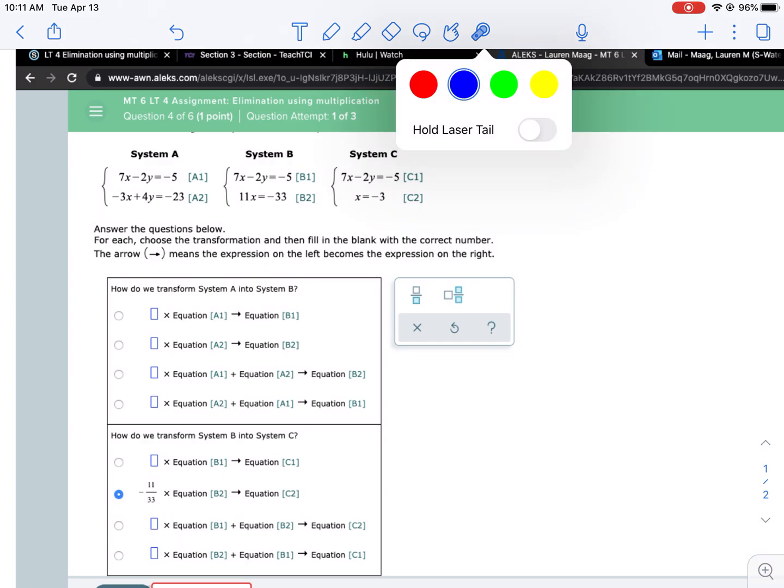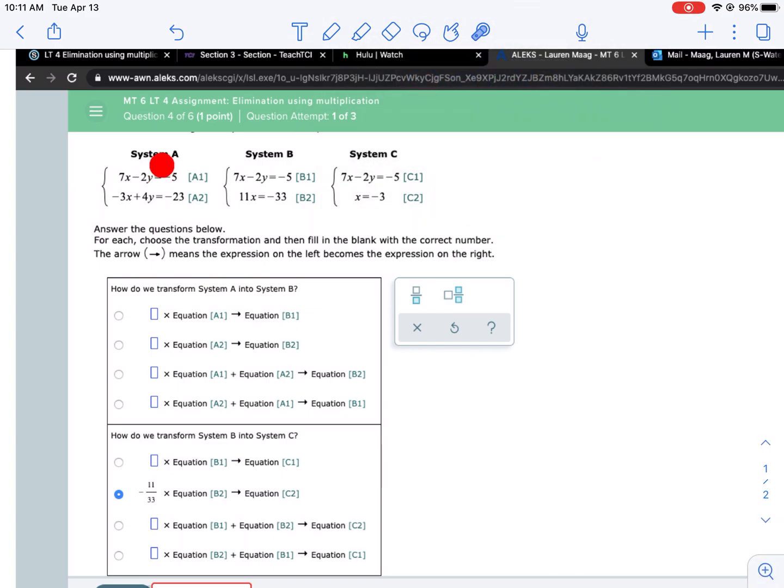So what happens here is I'm going to look at what changes from system A to system B. Notice the first equation, that's the same. The second equation changed. The 4y disappeared, didn't it? Well, in order to get rid of the 4y, they have to add a negative 4y. So we have to go back up to the first equation and make that a negative 4.